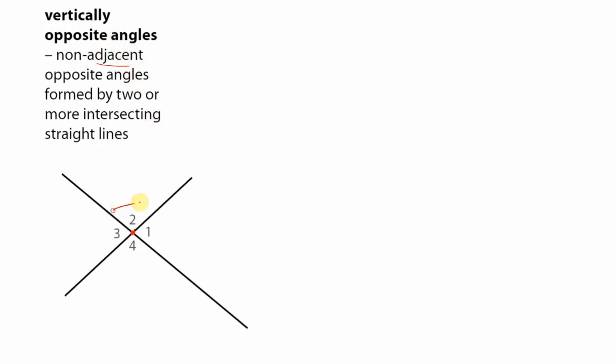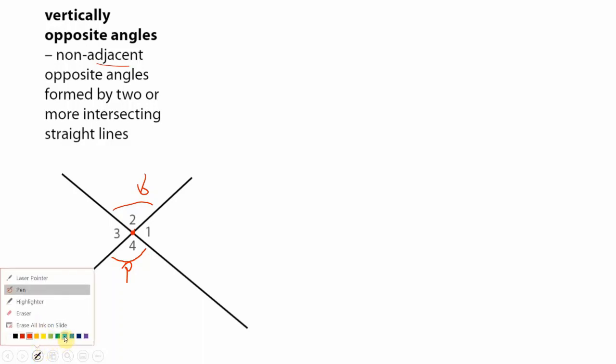We are looking at opposite ones, so 2 and 4 are opposite each other. They stare at each other. Therefore, they are not next to each other. They are non-adjacent. An example of adjacent angles would be 1 and 4, right next to each other. Or 3 and 2 are right next to each other. 3 and 4 would be adjacent as they are right next to each other. Another vertical opposite angle pair will be 3 and 1. They are opposite each other.